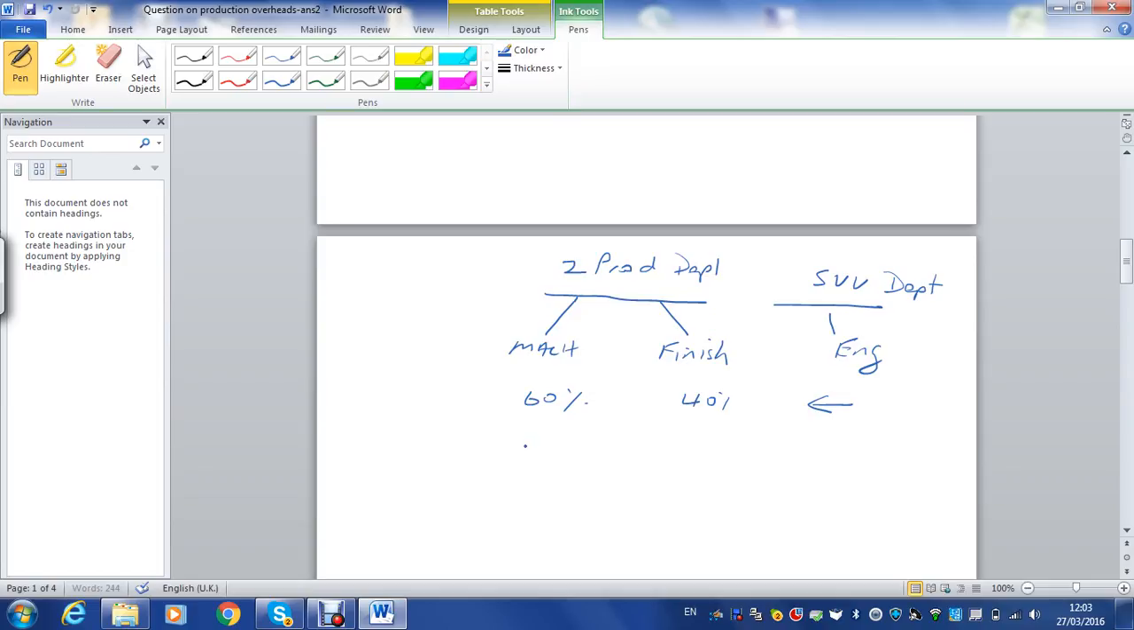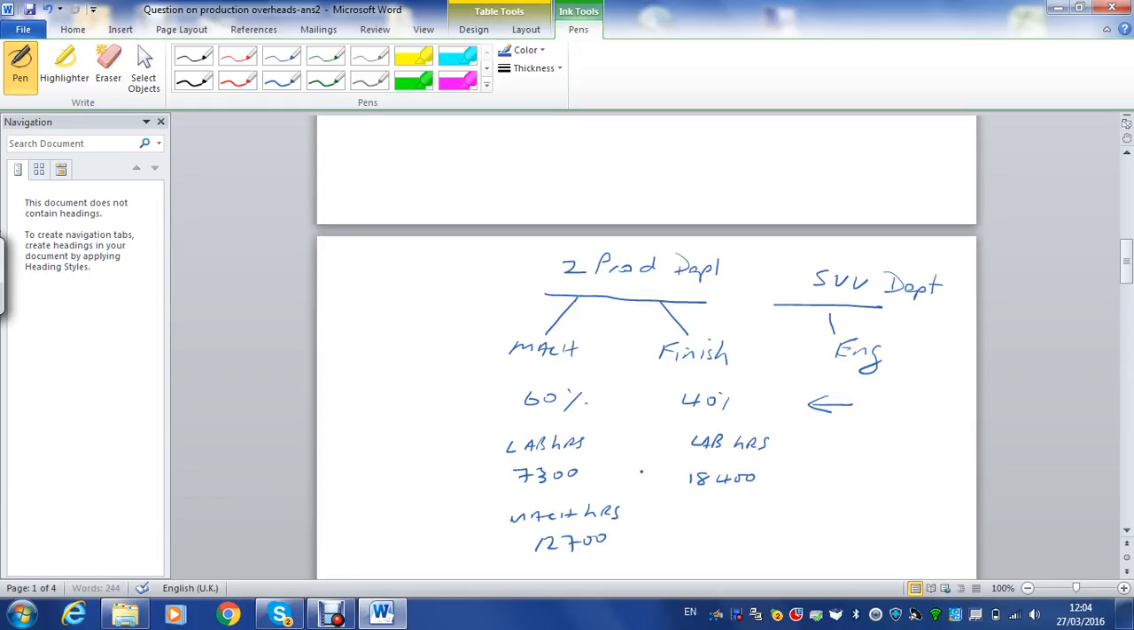We were also told that there are labour hours here of 7.3. There are also machine hours, which is 12,700. And we also have labour hours, which is 18,400.